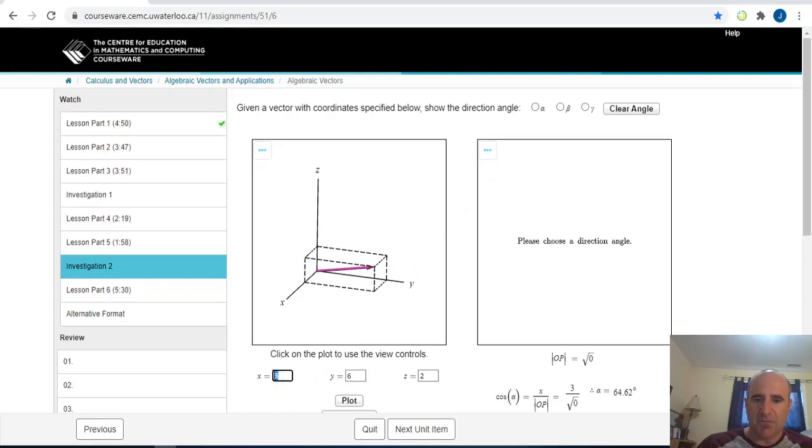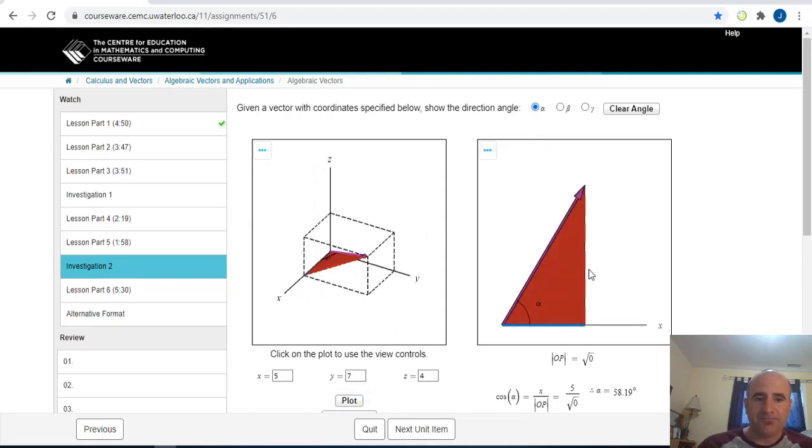I might make these a bit bigger so it looks a bit better. Let's go 5, 7, 4, and try that. Okay, a little better, yes. Okay, and I can look at alpha. And it tells you the angle.